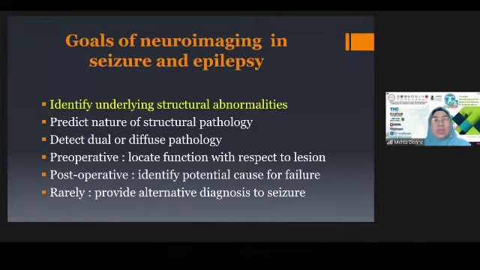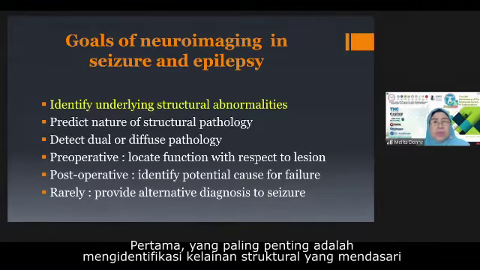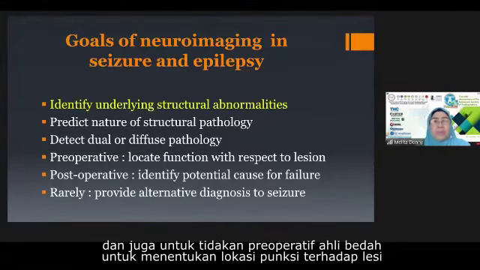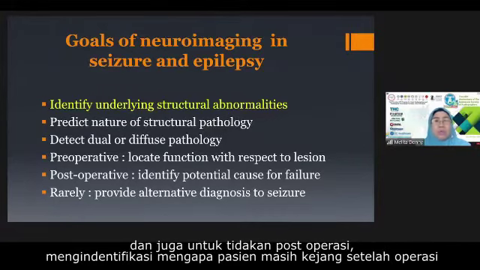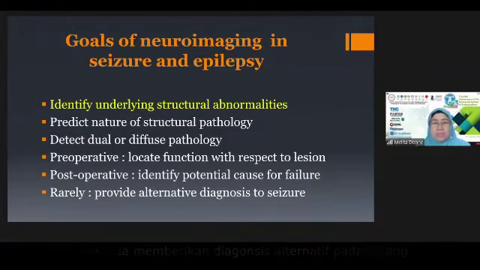I start. The goals of the neuroimaging in seizure and epilepsy. First, the most important one is to identify the underlying structural malady. And the others are to predict the structural pathology, to detect dual or diffuse pathology, and for the preoperative surgery, to look at the function with respect to the lesion, and also for the post-operative, to identify why it still has seizure after the operation, and also to provide alternative diagnosis to the seizure.